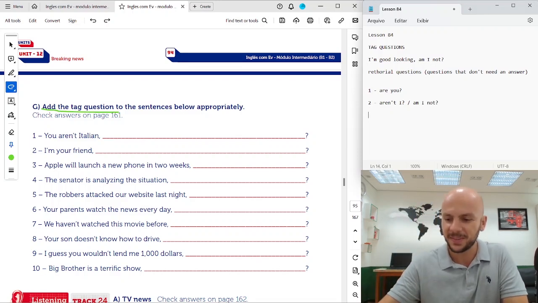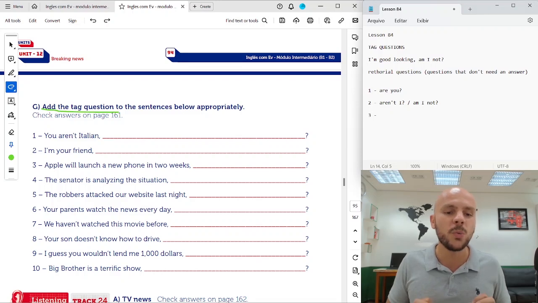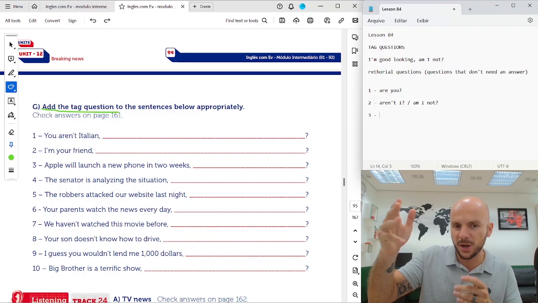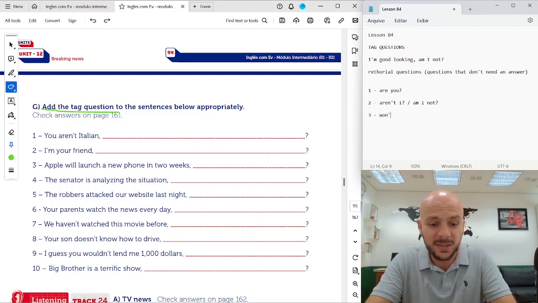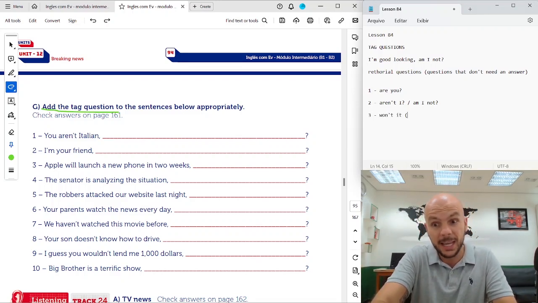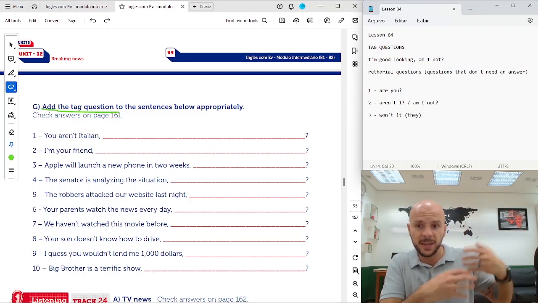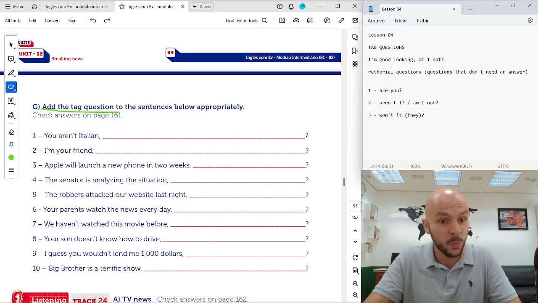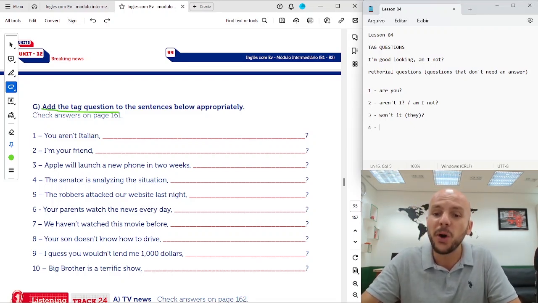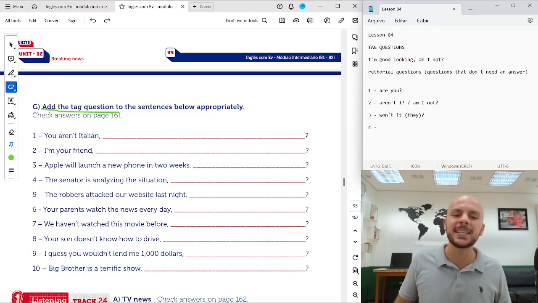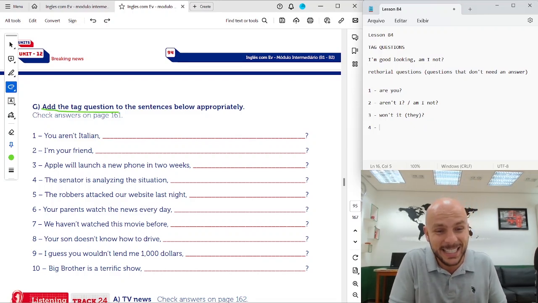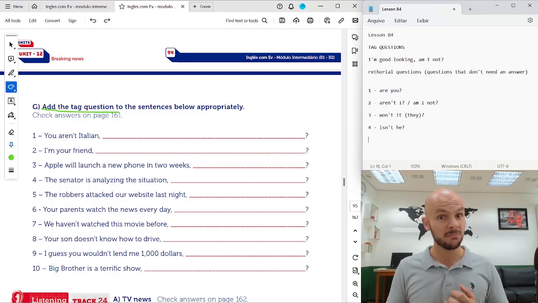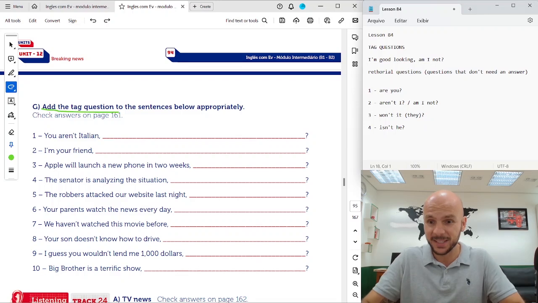Three. Apple will launch a new phone in two weeks. Apple will launch a new phone in two weeks. Won't it? Apple. You can use "they" if you prefer, no problem. Won't it, the company. Won't they. Okay? Will, won't. Four. The senator is analyzing the situation. Isn't he? Isn't he? Né?